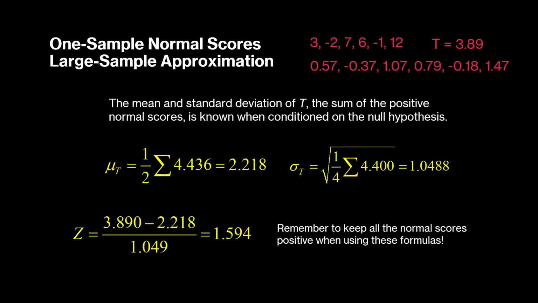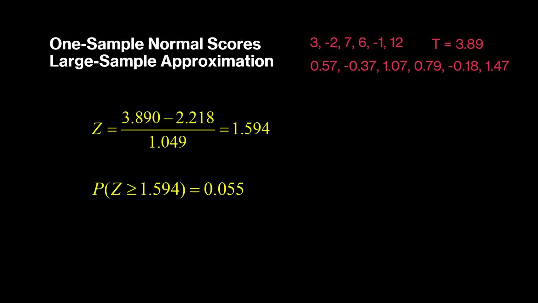Using the same example of 3, -2, 7, 6, -1, and 12, here are my normal scores, and the t statistic, the sum of the positive normal scores, is 3.89. I use all of these normal scores without the negative signs in order to calculate the mean of t of 2.218, the standard deviation of t of 1.0488, and the z statistic is my observed t of 3.89 minus the mean divided by the standard deviation. I get 1.594.